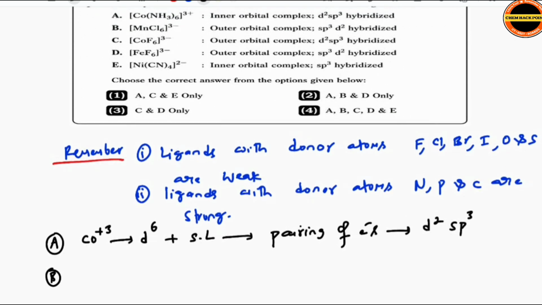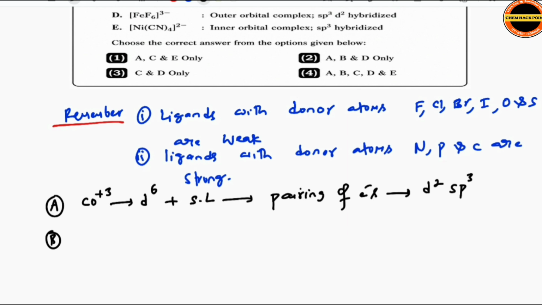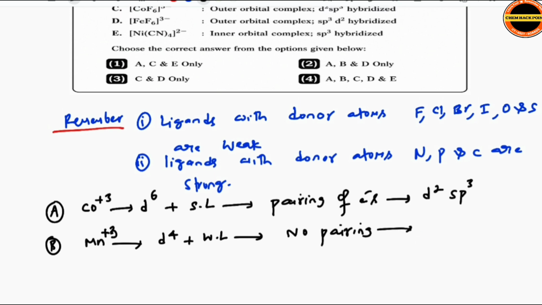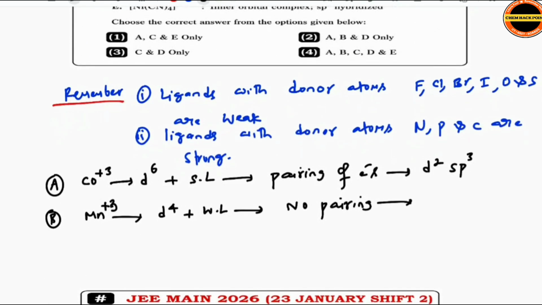Then coming to MnCl6 3-. So in MnCl6, Mn is +3. So if Mn is +3, it is d4 configuration. Cl is weak field ligand. So weak field ligand, here no pairing of electrons occurs. First you have to fill 1 electron into each. Coordination number is 6 again, either sp3d2 or d2sp3. If it is inner d complex, d2sp3; outer d complex, sp3d2. So here no pairing. Whenever there is no pairing, outer d complex is formed, sp3d2 is formed.